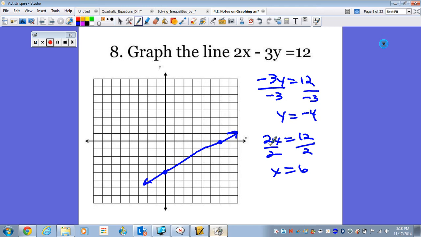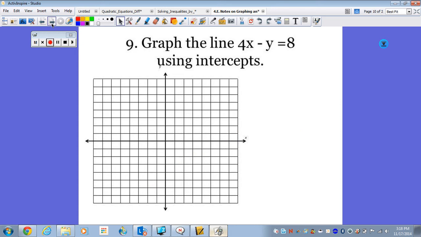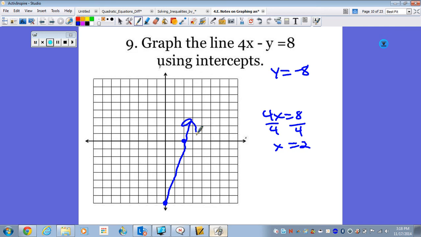Again, x and y intercepts. I honestly think it's so much easier to do when it's already in standard form. Now here they have us doing exactly that. So when you do x and y intercepts, you're going to get y is negative 8 because you have negative y equals 8, so you change the sign. Then here it's going to be 4x equals 8. Divide both sides by 4, so x is 2. x is 2, y is negative 8. 1, 2, 3, 4, 5, 6, 7, and there's your 8. And there you go.